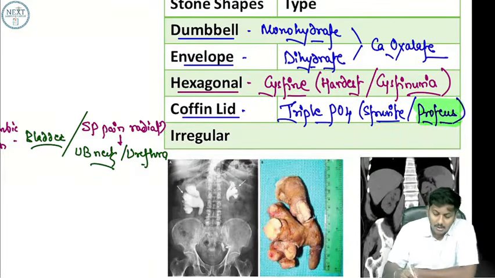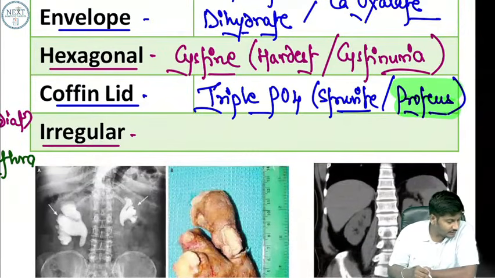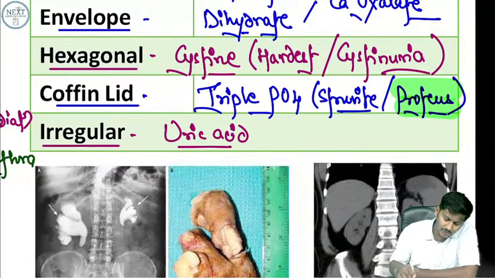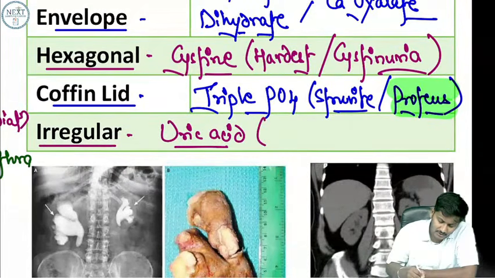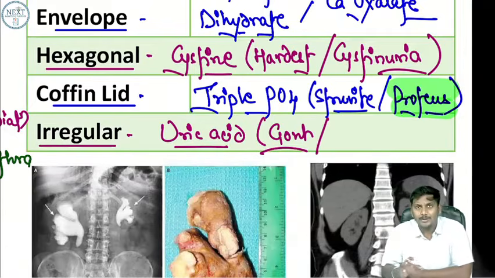Clear? Last is irregular shaped crystals. If they ask you, beta, remember irregular or pleomorphic shaped crystals, then definitely it is a case of nothing else but uric acid stones. So uric acid stones, or the urate stones, are going to have irregular or pleomorphic shaped crystals. They are usually seen in patients of gout, beta. And second, wherever there is hyperuricemia.